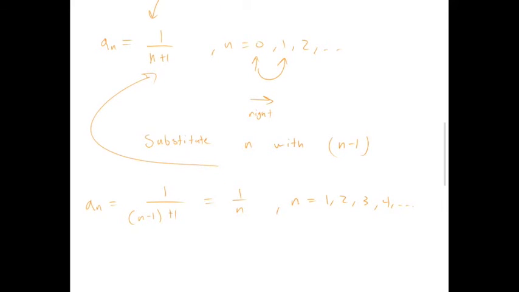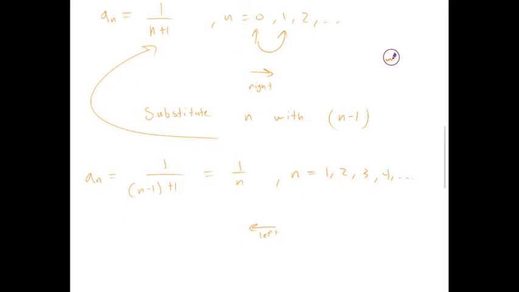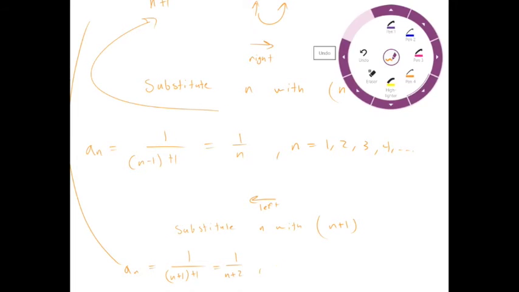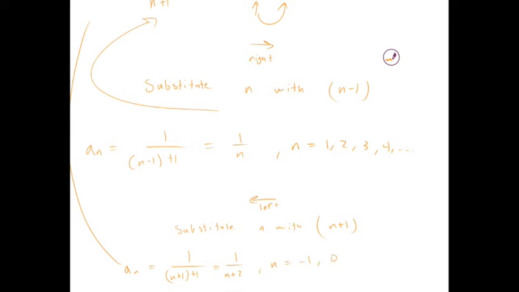Now if we want to go the other way, let's say we want to start at negative 1 for some reason. We're moving to the left, then we substitute n with n plus 1. So we would have a sub n equals 1 over (n plus 1) plus 1, which is 1 over n plus 2, with n equaling negative 1, 0, 1, 2, 3, and so on.